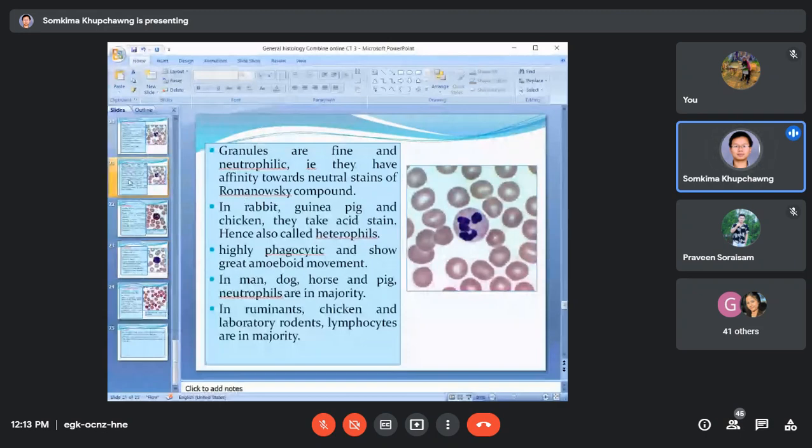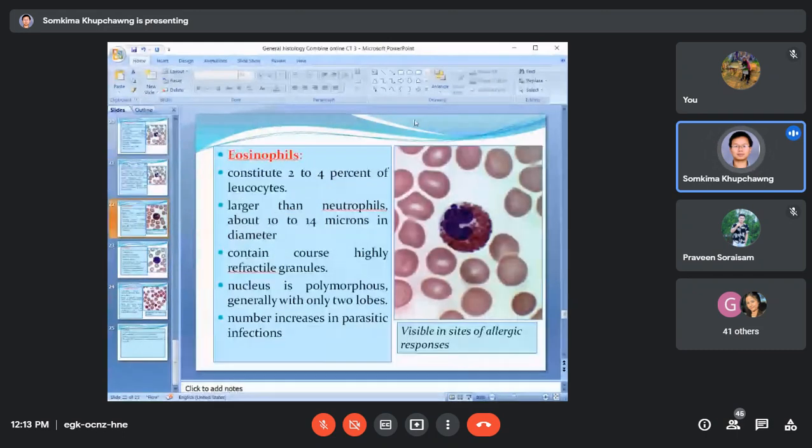So next is the eosinophils. Here eosinophils constitute 2 to 4% of the leukocytes. Regarding the population, only 2 to 4% of the leukocyte population. They are larger than the neutrophils, 10 to 14 microns in diameter, and contain coarse, highly refractile granules. The nucleus is polymorphous, generally two-lobed. The number increases in parasitic infection.